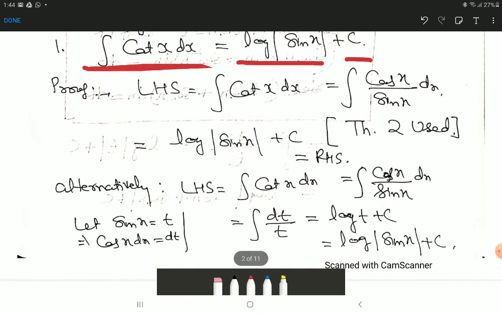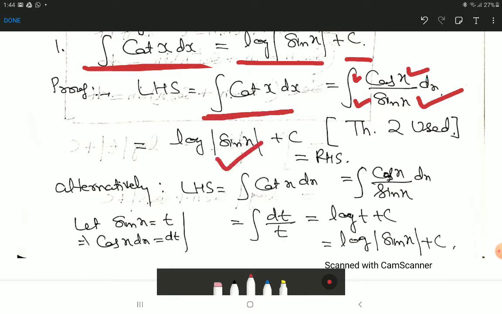Here the left hand side is integration of cot x dx. Cot x may be modified as cos x by sin x. Now you see it is just like f dash x upon f(x). In the denominator we have a function, that is sin x, and in the numerator we have its derivative, which is cos x. So just like f dash x upon f(x), its integration should be log of denominator, that is log of sin x plus c. So here I have used theorem number 2.